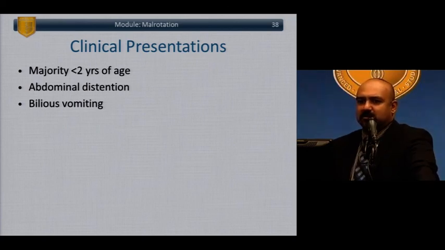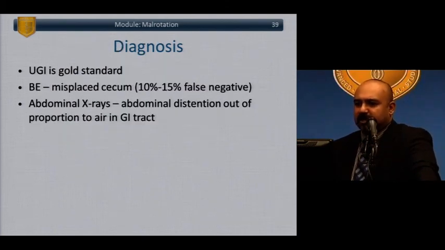Most of the kids with malrotation will have a scaphoid abdomen and have a proximal type of picture of an obstruction, because the obstruction is going to occur somewhere around the ligament of Treitz. So it's going to be a proximal obstruction. They'll have a scaphoid abdomen and lots of bilious emesis. Upper GI is the gold standard. And like I said, with the barium enema, the cecum was normal in about 15% of the cases.